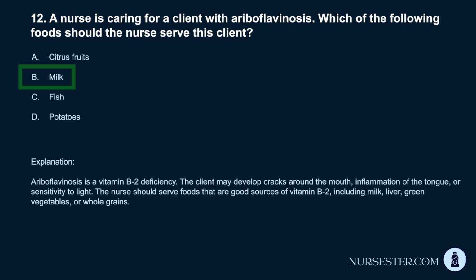Ariboflavinosis is a vitamin B2 deficiency. The client may develop cracks around the mouth, inflammation of the tongue, or sensitivity to light. The nurse should serve foods that are good sources of vitamin B2, including milk, liver, green vegetables, or whole grains.